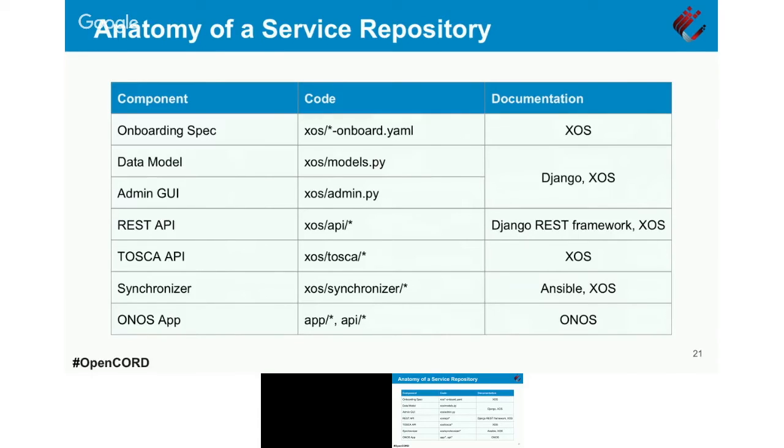And then we have a synchronizer. The synchronizer is that Docker container that takes the changes in the database and applies them to the actual running systems. It's done as a set of Ansible scripts and playbooks and Python. And then if you have an ONOS app attached to this, you'd put it in there too. And that's generally how that works.